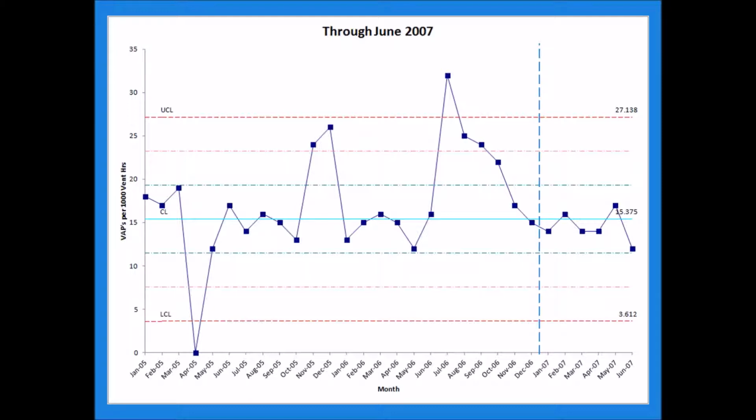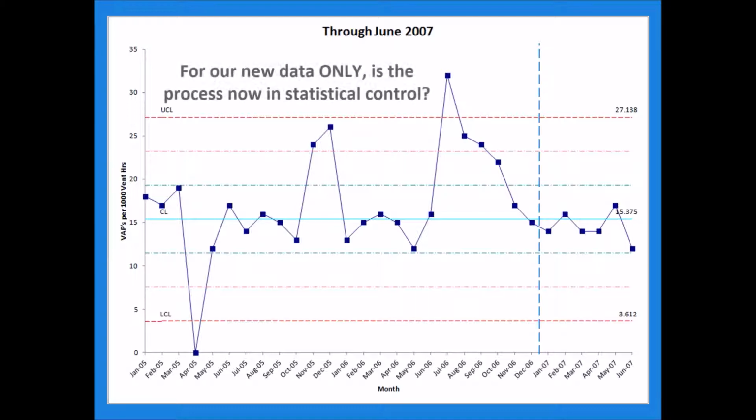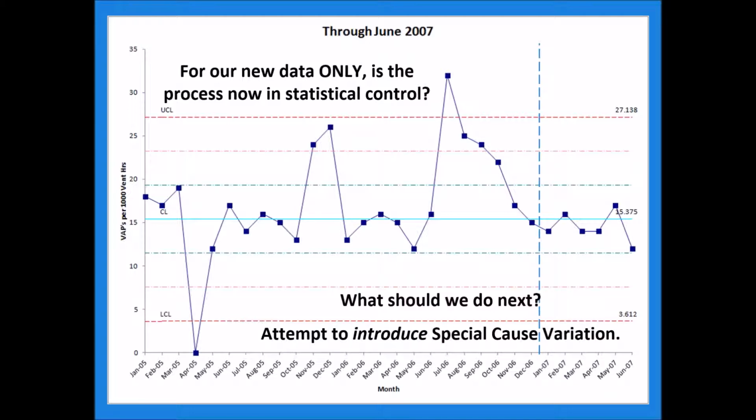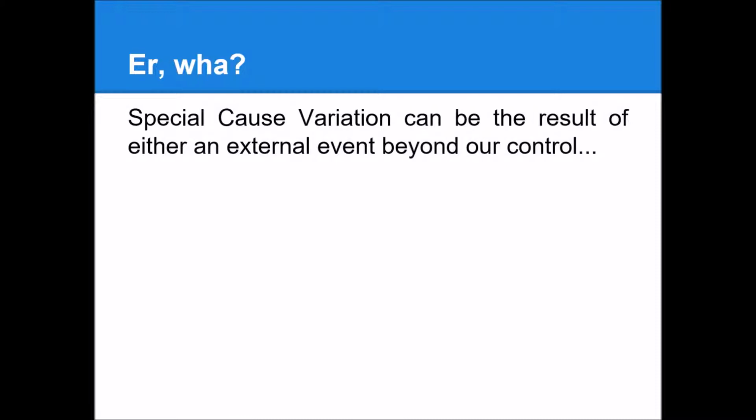So now, after that intervention, which is represented by the vertical dashed line there, for that new data afterwards, is this now in statistical control? Yes, it is. It doesn't violate any of those 8 rules we talked about. So now that we have our process in statistical control, what do we do next? The next step is to introduce special cause variation into our process. Wait, what? Special cause variation can be the result of either an external event beyond your control, or it can be the result of a deliberate intervention.